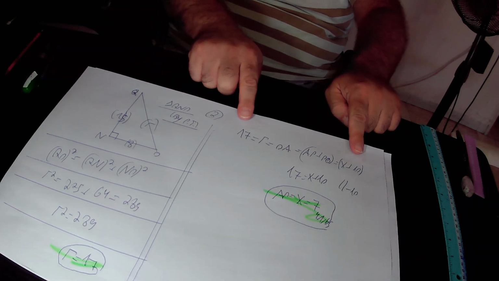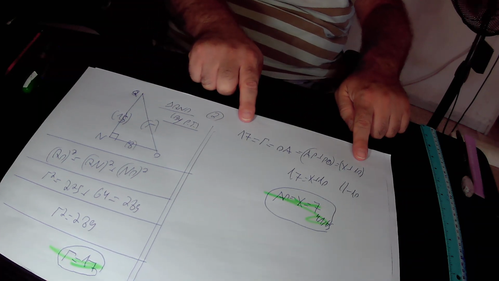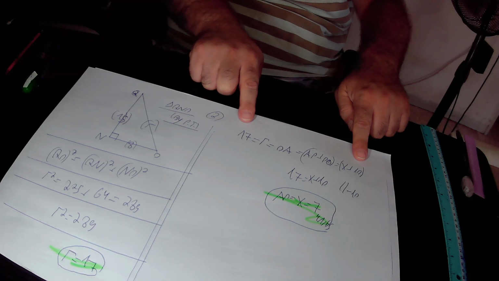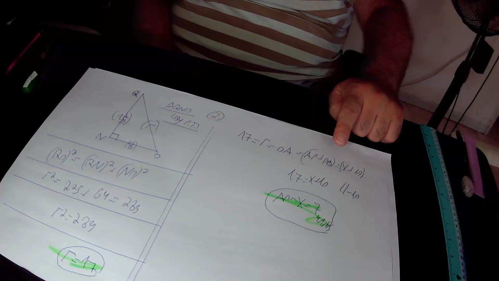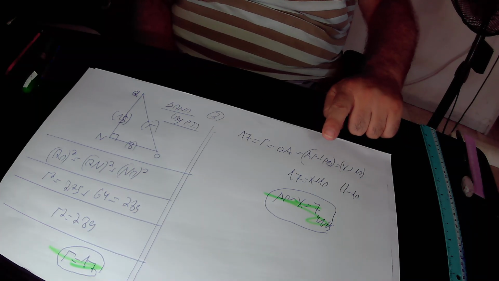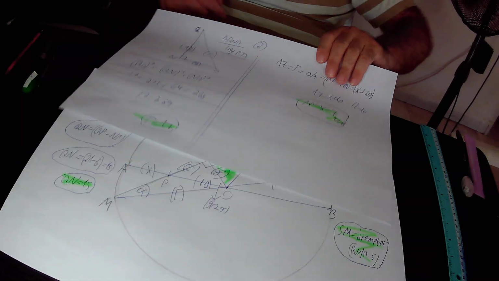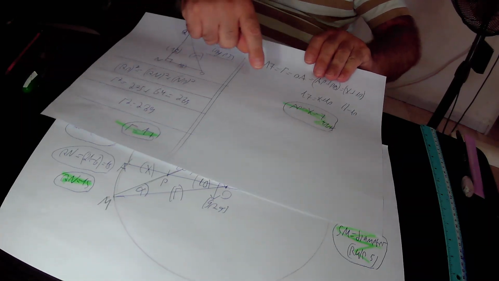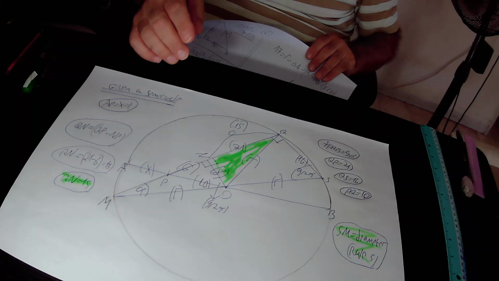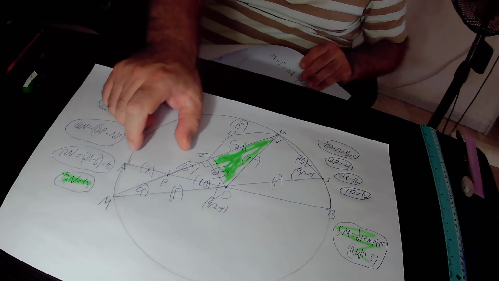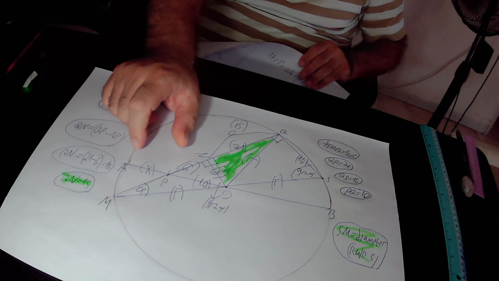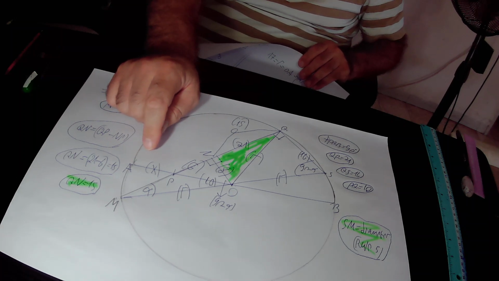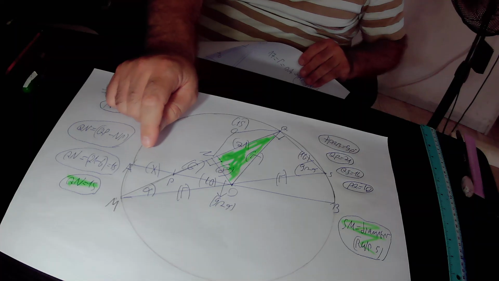From this equation, we derive that 17 equals X plus 10. Here we subtract 10 from this equation and finally find that X equals 17 minus 10, that is 7. So AP equals X equals 7 units. The answer to the question, the length of this short line segment AP, that is equal to X, is 7 units.